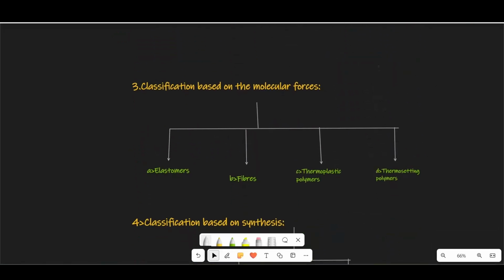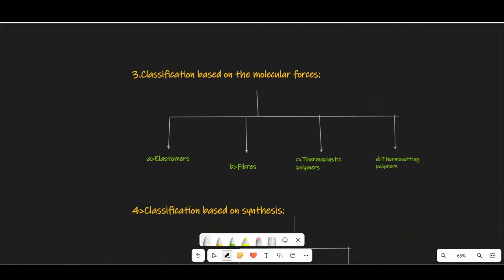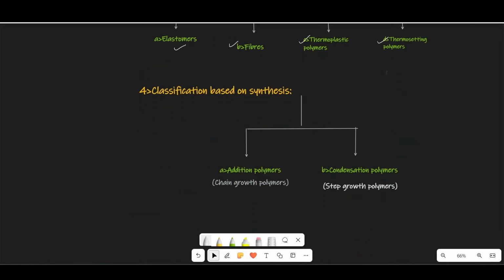The next classification is based on molecular forces. These are divided into four types. One is elastomers, next is fibers, the third one is thermoplastic polymers, and the fourth one is thermosetting polymers. So these are the four types of classification based on molecular forces.